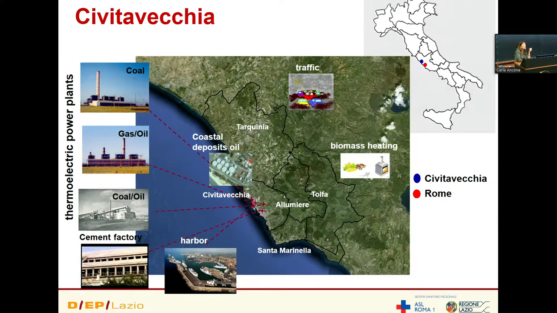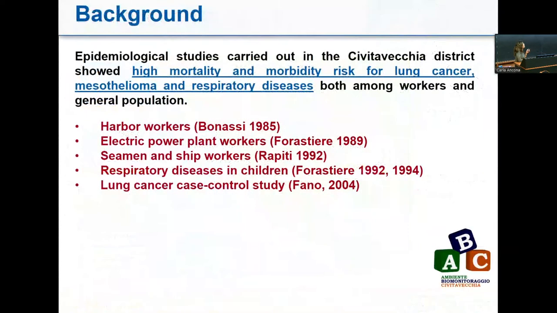So the quality of air is affected, and we can tell that because we did in the past a lot of epidemiological studies, and all the studies show, without saying anything about the exposure, we simply found high mortality and morbidity risk for lung cancer, mesothelioma, and respiratory disease. So we say, maybe something in the air affects the health status of people, both working, occupational exposure, because of course in this industry, in the harbor, people work every day, but also in the general population, including children.